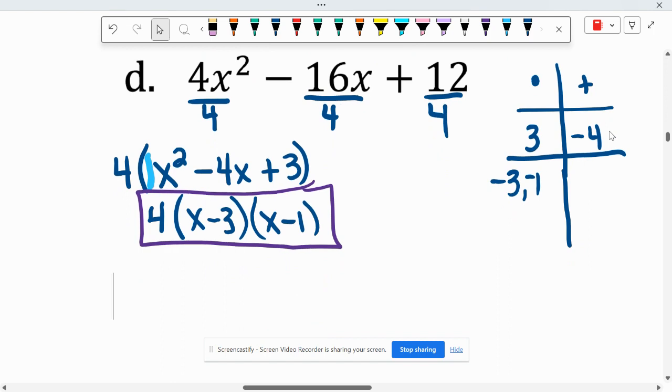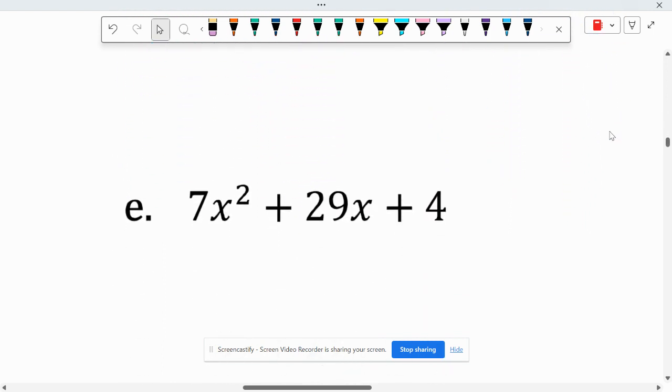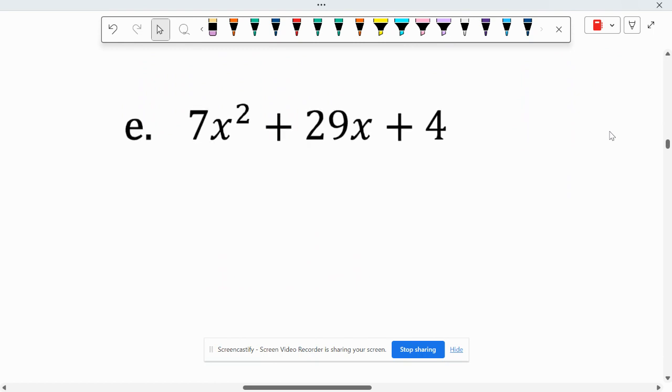Let's look at example E. See if there's a GCF. Do we have a GCF in E?